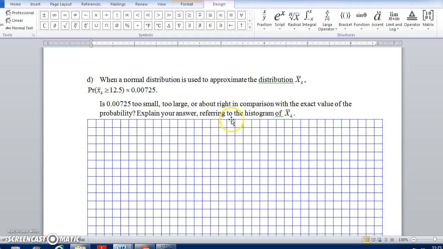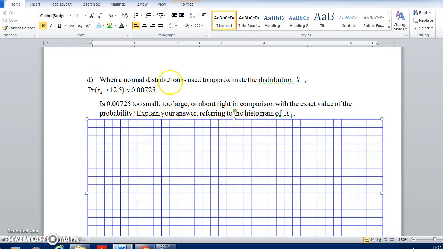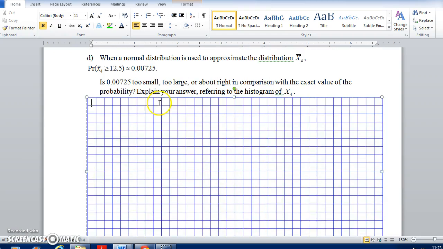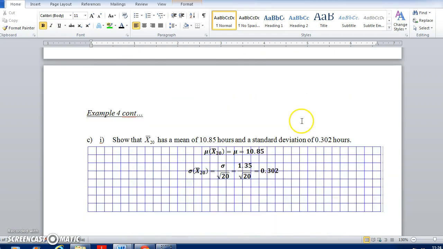Okay. So moving on. When a normal distribution is used to approximate the distribution x bar 4, which we saw here, so that's that histogram A, then the probability of a particular sample of 4 having a mean greater than 12.5 is that value there. So is 0.0725 too small, too large, or about right in comparison with the exact value of the probability? Explain your answer referring to the histogram of x bar 4.